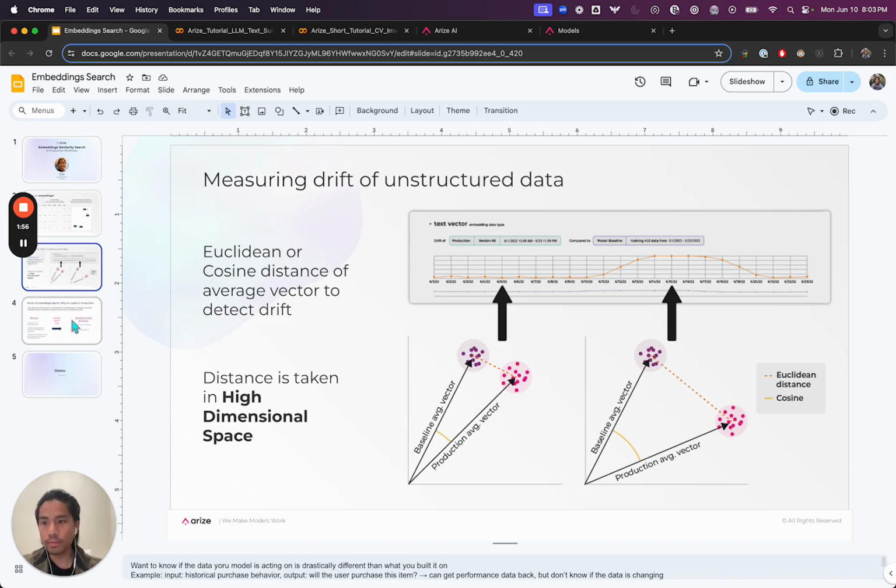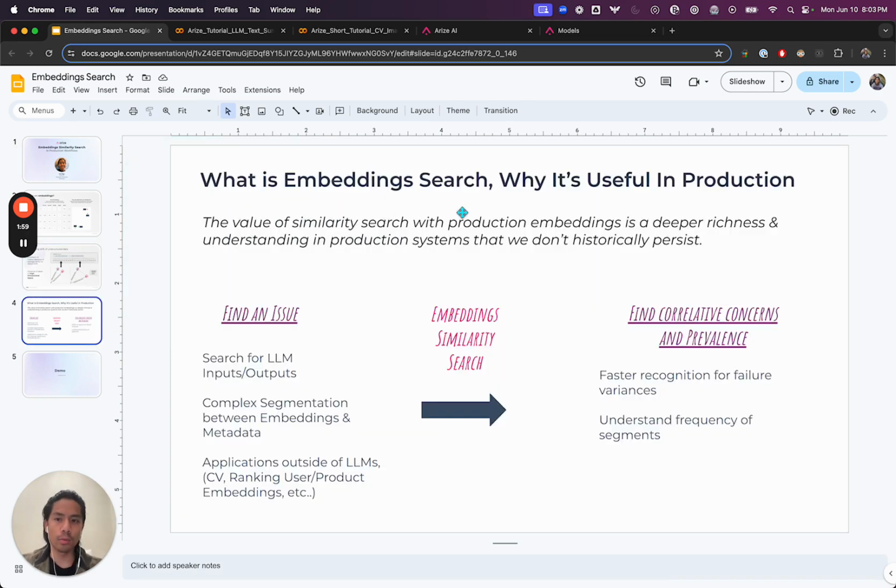Why this is important and useful is that similarity search helps us understand, hey, if I see an issue, or an example of something I'm very interested in, can I grab other examples that look like that? For example, with LLMs, it might be inputs or outputs. We want to understand, if a customer is asking for something, what are other customers asking for that is similar from the embeddings perspective? If we have outputs from an LLM, maybe we want to understand what other similar outputs there are.